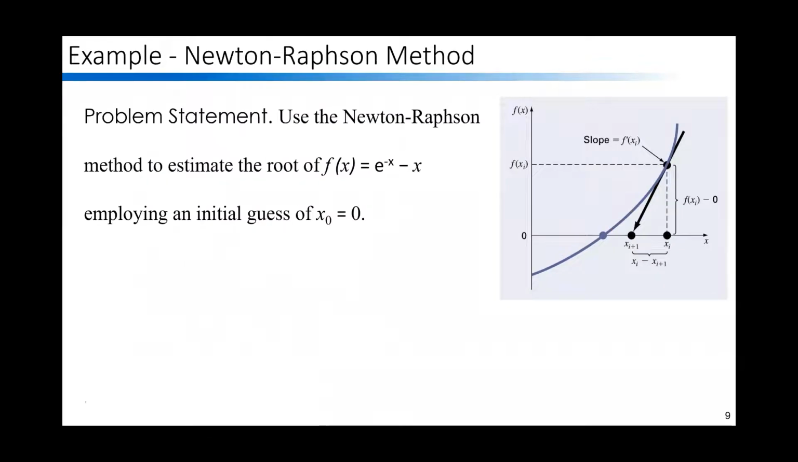Let's use our Newton-Raphson method to estimate that root that we had talked about earlier, right? So e to the negative x minus x. We're going to once again use this initial guess of x equals 0.